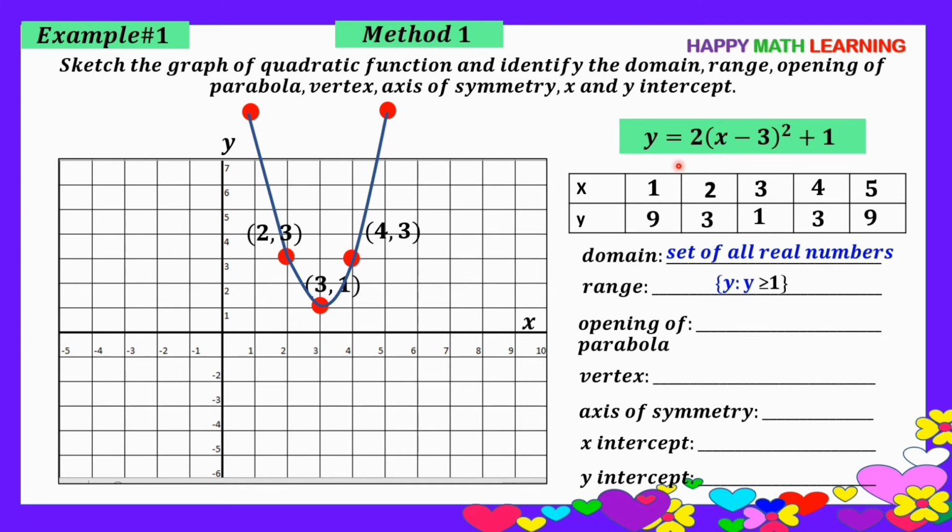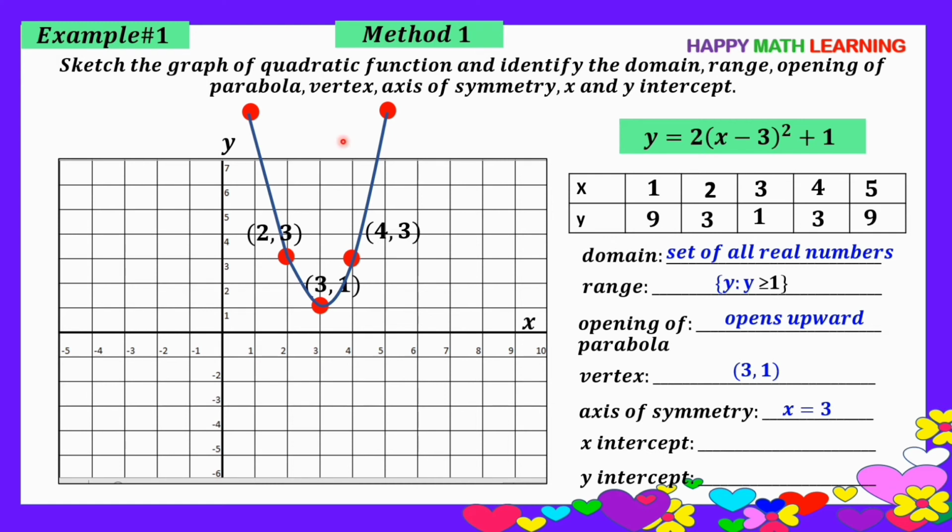At kapag naman negative ang A, ibig sabihin ang opening ng parabola ay opens downward. At ang ating magiging range ay y such that y is less than or equal to k. Ganyan din naman ang opening of parabola. In this given, dahil ito ay positive, ibig sabihin ang opening of the parabola ay opens upward. And the vertex is the turning point of the parabola, and that is, here, vertex is positive 3 and 1.